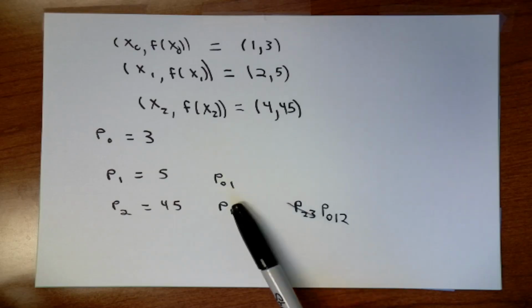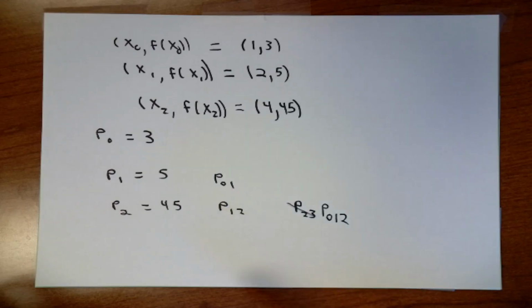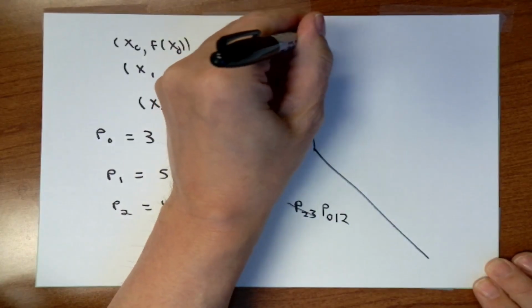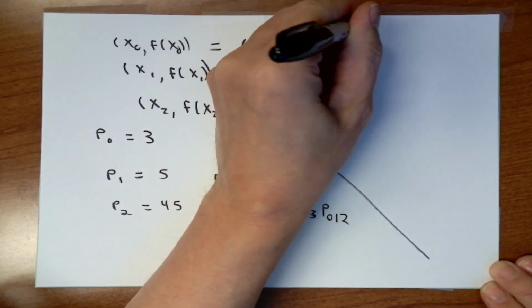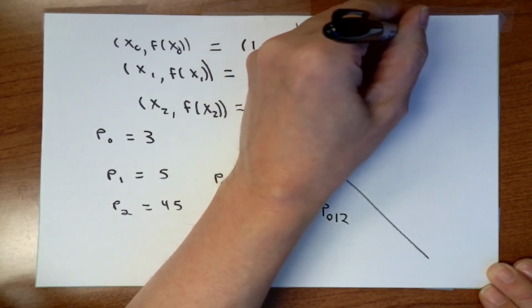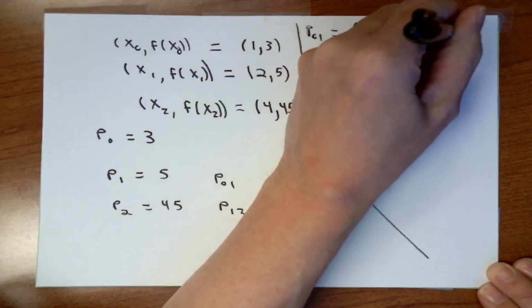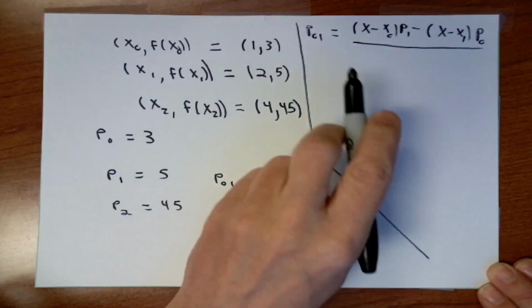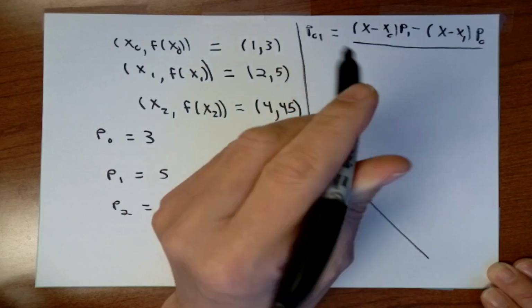Anyway, we want to calculate P01. Ordinarily, this is the part you never let anybody see, where you're fumbling around calculating stuff. P01 is x minus x0 times P1 minus x1 times P0 divided by x1 minus x0.